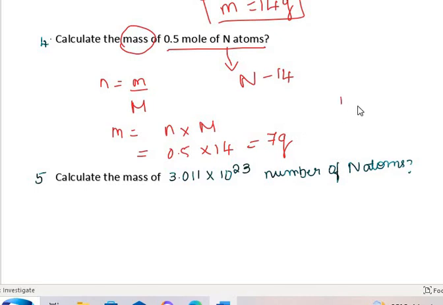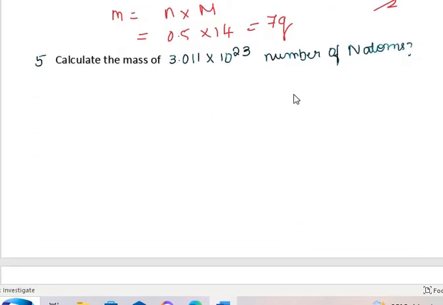Or else you can do 14 into 0.5, which is nothing but 1 by 2. 2 ones are 2 sevens are 14. Whichever way you are comfortable doing mathematics, you can do it. Okay. The next problem is: calculate the mass of 3.011 into 10 to the power of 23 number of nitrogen atoms. Here, 3.011 into 10 to the power of 23 number of atoms, we need to calculate the mass.